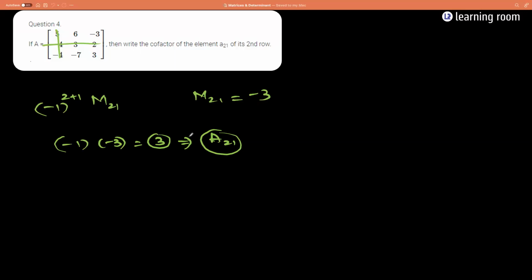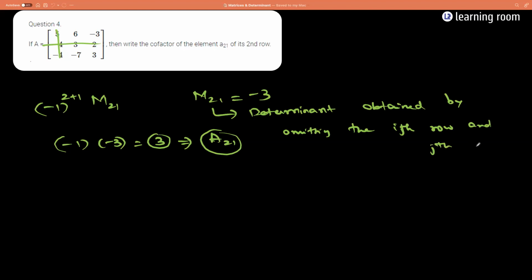Got it? Is everyone clear with what is the difference between a minor and a cofactor? Is there anyone having doubt in it? So minor is basically a determinant obtained by, tell me the definitions, guys. Obtained by omitting the ith row and jth column. Then what is a cofactor? Cofactor is basically minus 1 to the power of i plus j multiplied with the minor of ij. Correct?